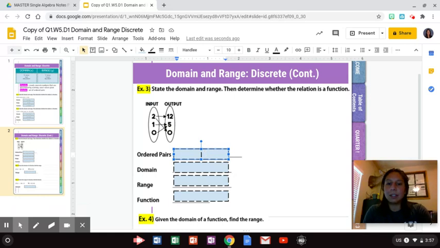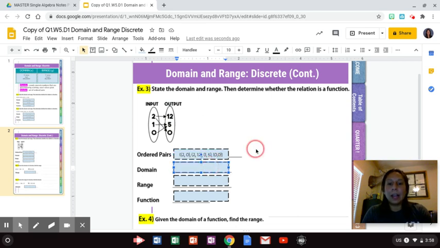So again, there's the brackets. Inside the brackets, I can go ahead and list my ordered pairs. So first I have 2, 0. 2 is pointing to 0, but 2 is also pointing to 12. So 2, 12. Then I have a point at 1, 5. Now, when you list your ordered pairs, they do not need to be in any specific order. They only need to be in order when you're listing out the domain and the range.